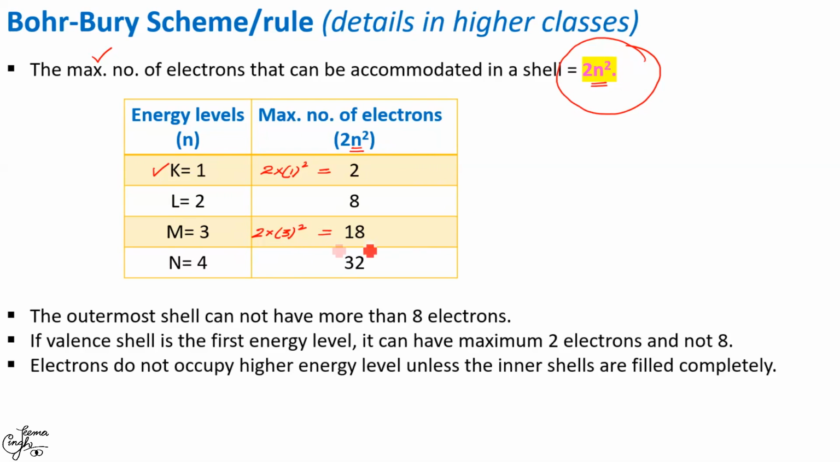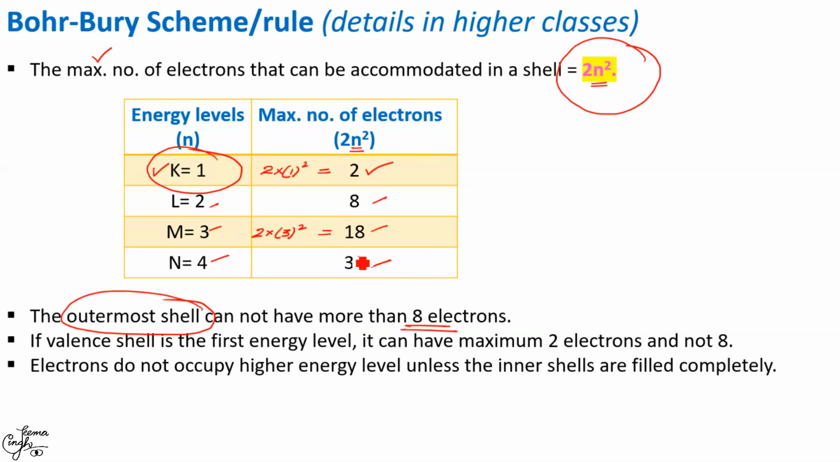So looking at this table, I can say K, which is n equal to 1, can have a maximum of 2 electrons, and L, M, N can have 8, 18, 32 electrons respectively. Now you need to remember an important point, that the outermost shell, which is also known as the valence shell, cannot accommodate more than 8 electrons, even if it has the capacity to accommodate more.